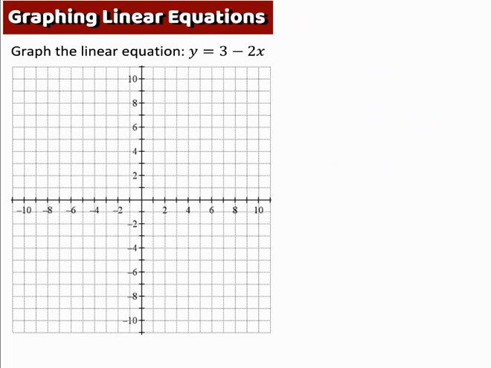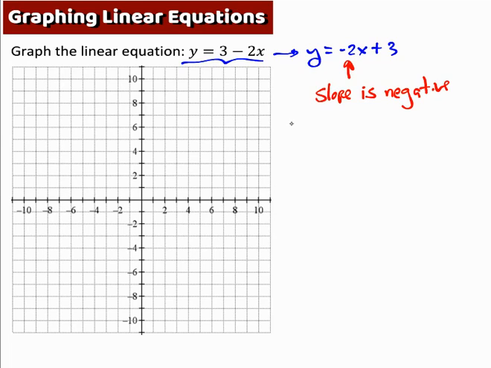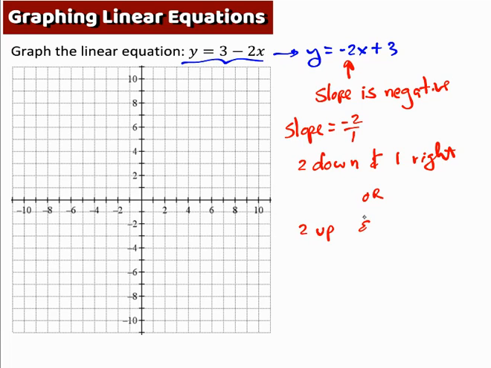Let's look at another equation. Notice here that the slope-intercept form has been rearranged. We should always write it y equals a number multiplying x plus or minus a constant. And in this case, we see that the slope is negative. So slope is negative 2 over 1, which means that it is 2 down and 1 to the right, or 2 up and 1 to the left.